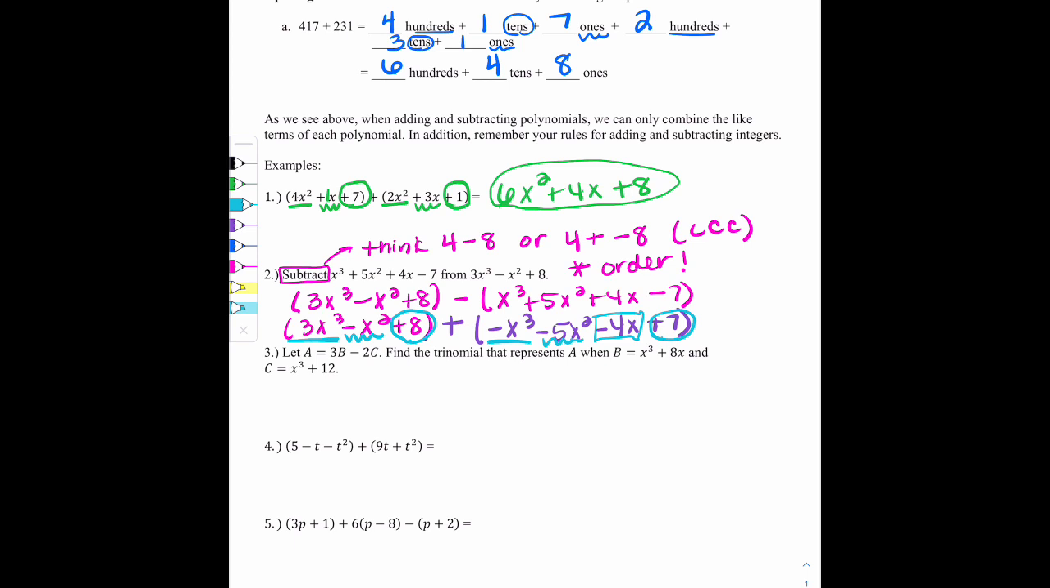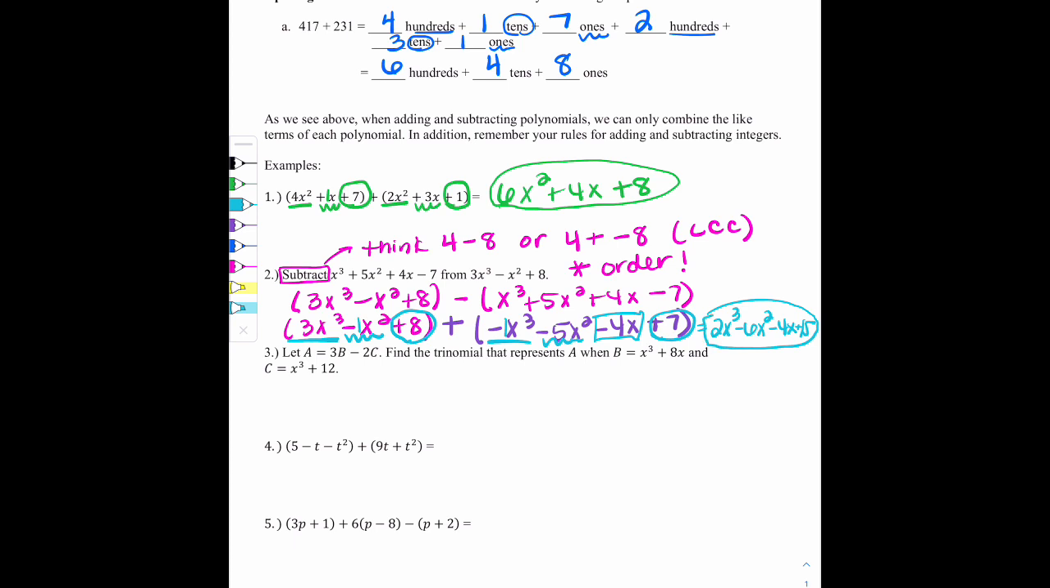So our final answer would be me taking those and adding them together. So 3x cubed minus 1x cubed, right? There's really a 1 there, would be 2x cubed. Then I would have the squared. So I have negative 1x squared and negative 5x squared, which would be negative 6x squared. Then I have the minus 4x that has nothing to combine with. And then I have 8 and 7, which makes 15. We'll squeeze that in there. Okay, so that's our final answer for number 2.